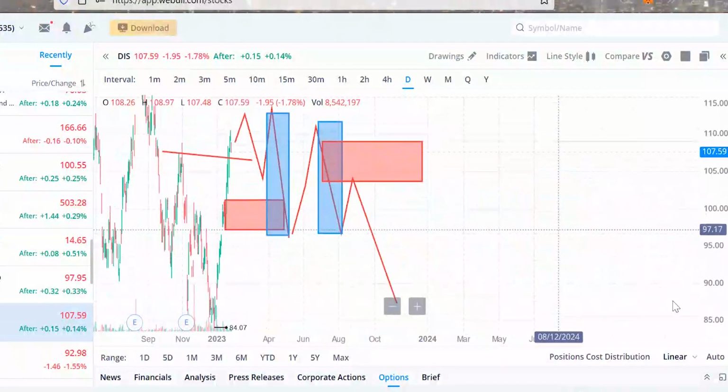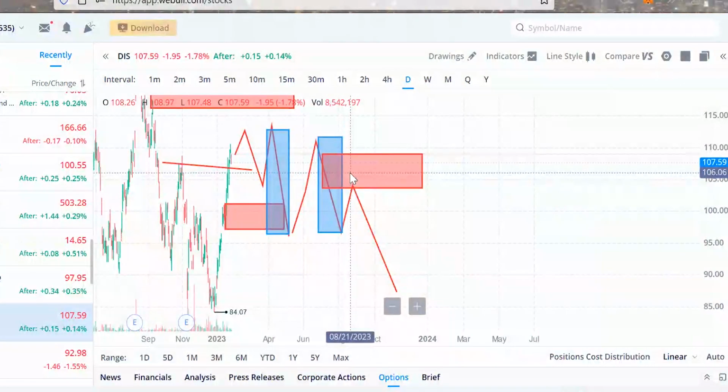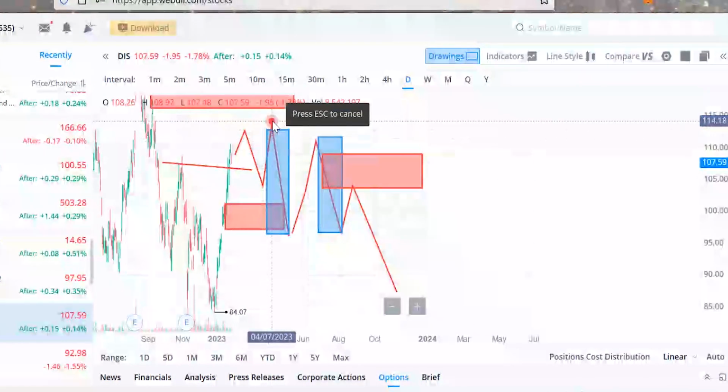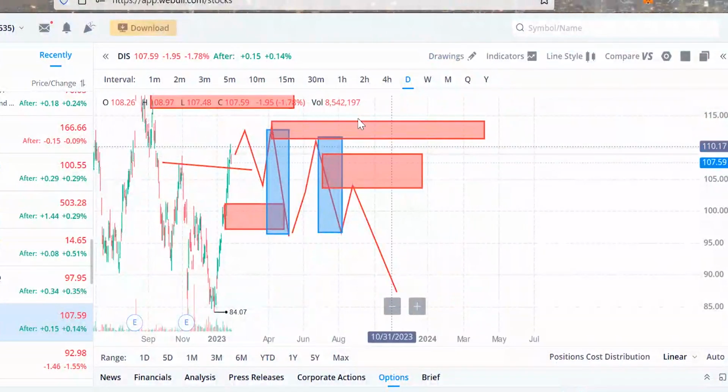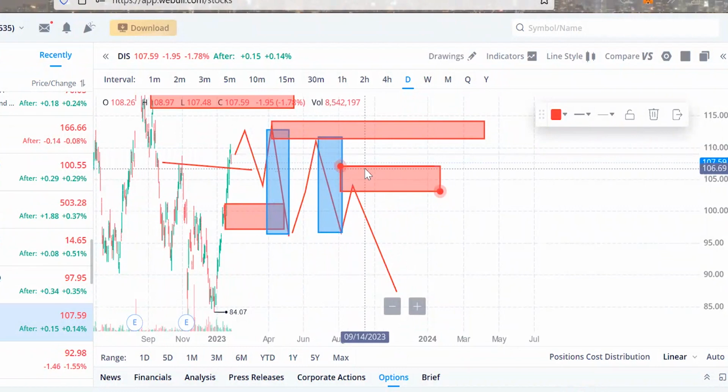This now became the new SND. There's a new SND around here. The new SND is no longer here, right? It's no longer here. And sometimes that is the problem. We have multiple supply and demand zones. And the problem with that is we get confused.